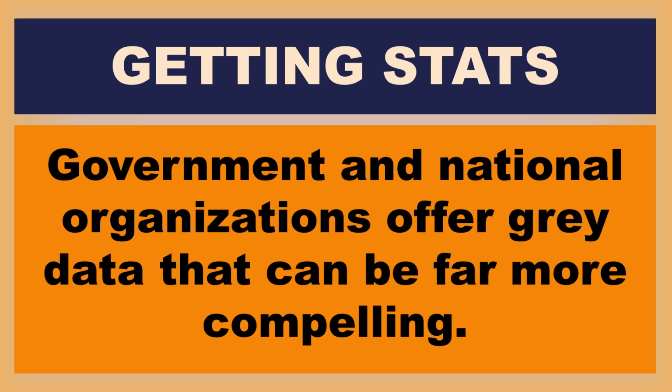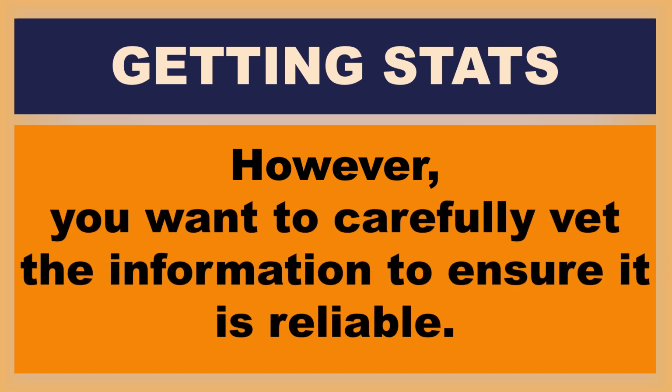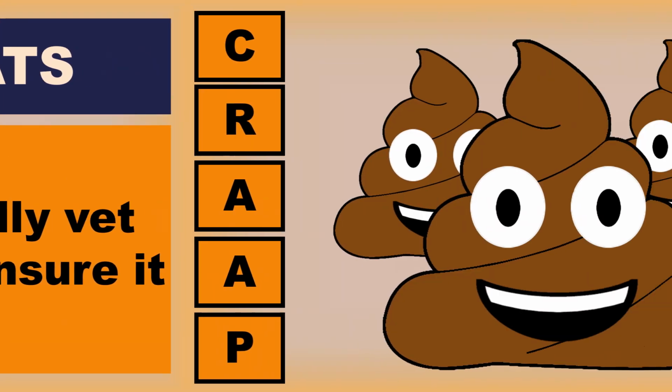Government and national organizations offer what's called gray data, which is to say it's not peer reviewed, but it is reliable. And that can be far more compelling because you can get national statistics and large, more generalizable numbers that grab the reader's attention and are more accurate. However, you always want to carefully vet the information and the stats that you're getting to ensure that it is reliable. And we can do that using something called the CRAP test.